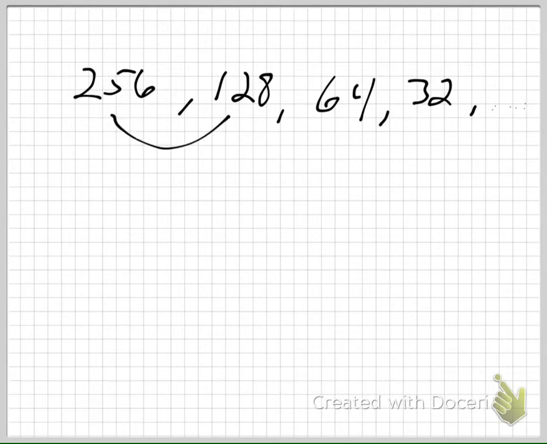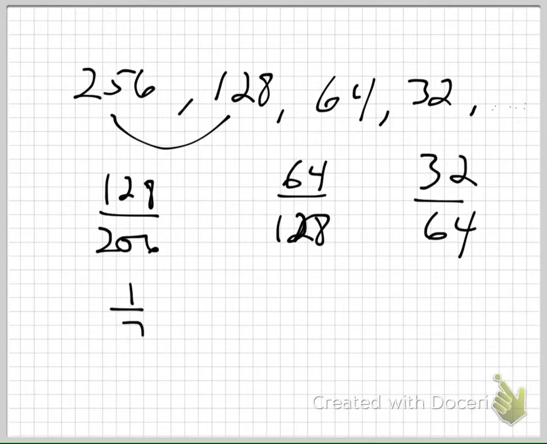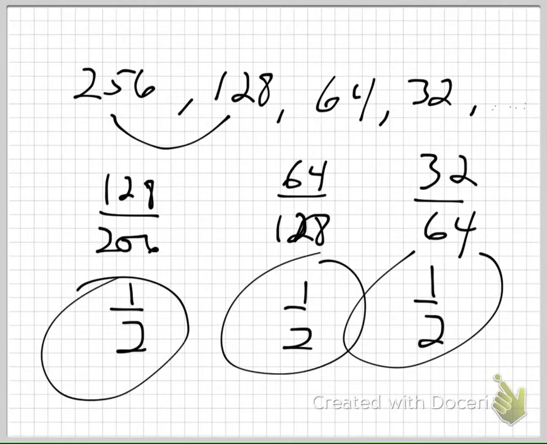So then you have to go, okay, look what you do. What you do to test it is you take the second number and you put it over the first. So this would be 128 over 256, which reduces to 1/2. And then 64 over 128, which reduces to 1/2. And then 32 over 64, which reduces to 1/2. So they're all 1/2s, which makes this geometric, right? The sequence is geometric because it's all being multiplied by 1/2. Does that make sense?